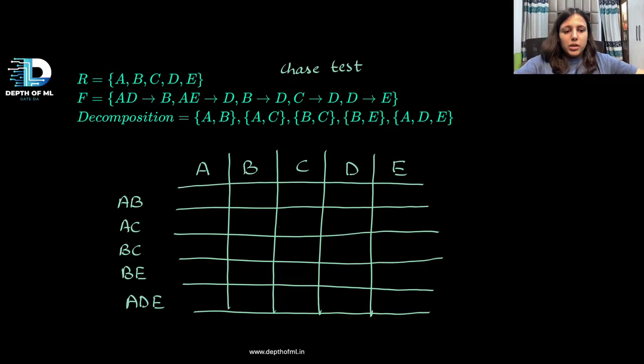Fine. Now we'll fill the initial values. Here we'll fill A and B because we have AB attributes over here. Now we'll fill A, C over here. We'll fill B and C over here. We'll fill B and E over here. We'll fill A, D and E over here.